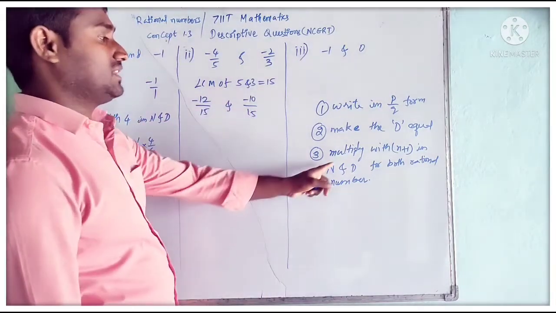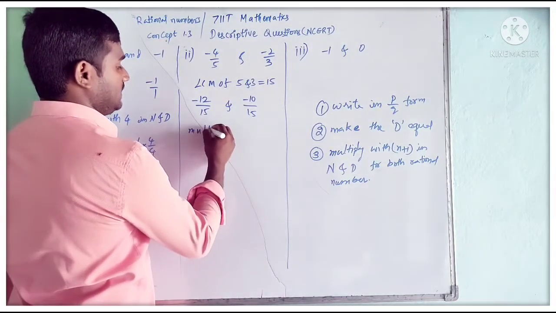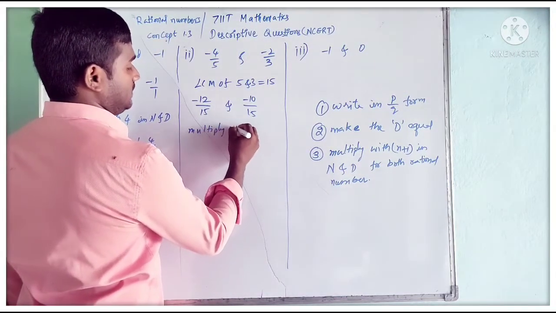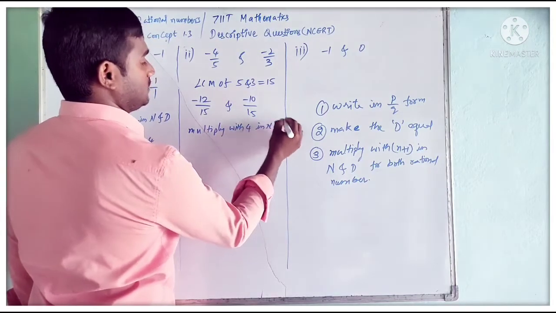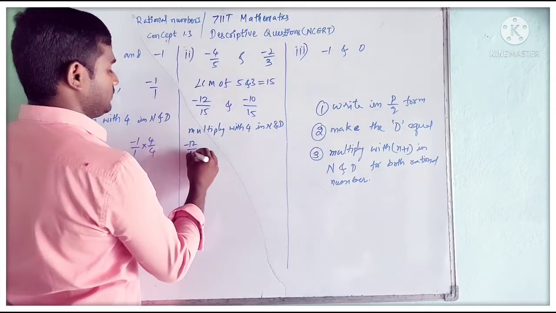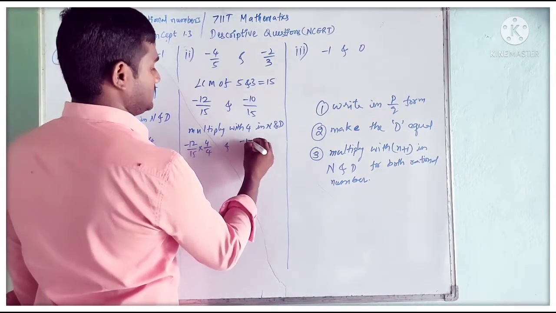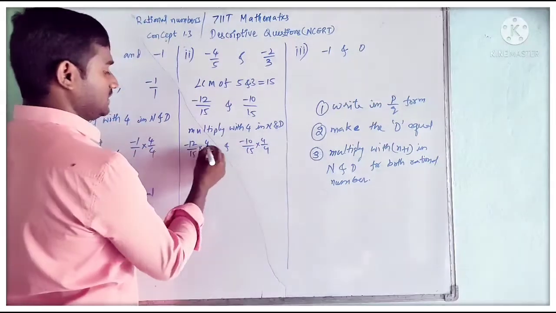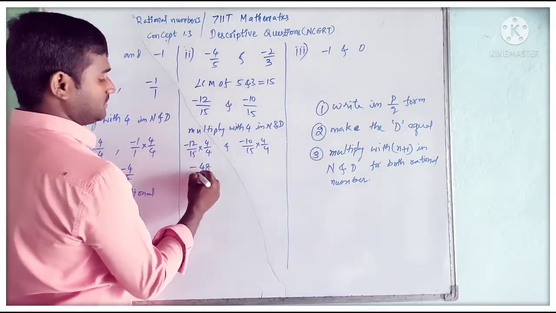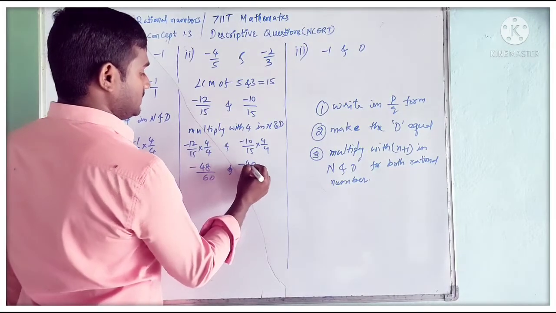Next, second, we multiply with n plus 1. So multiply with 4 in the numerator and denominator. It becomes minus 12 by 15 into 4 and minus 10 by 15 into 4. So minus 12 into 4, minus 48 by 60, and this one minus 40 by 60.